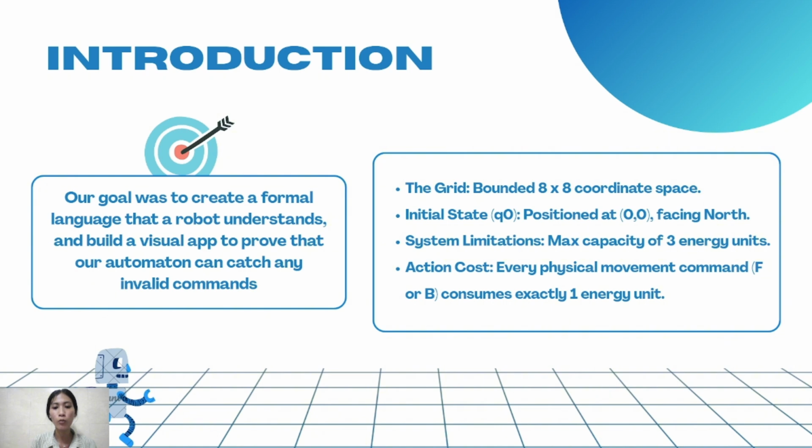To give you a quick overview of our robot's world, it moves around on a bounded 8x8 grid. It always starts at the very bottom left corner at coordinate 0, 0, and it's facing north. The robot begins with a maximum energy level of 3 units. Every time it takes a physical step forward or backward, it consumes exactly 1 unit of energy. If that battery level drops to 0, the robot completely locks up and can't make any more moves unless it recharges. And that's all for my part.